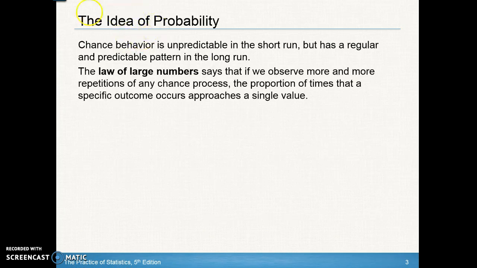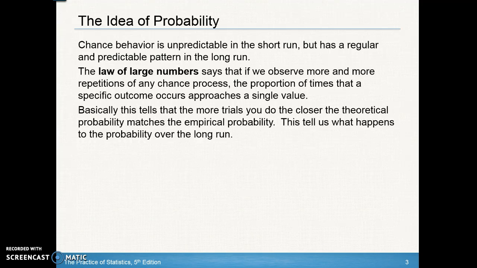All right, so what I just talked about was the law of large numbers. The law of large numbers says that if we observe more and more repetitions of a chance process, the proportion of times that we actually perform that experiment will approach a single value. So if I flip a coin 8,000,000 times, if I repeat that same thing over and over again, it's going to approach a single value, or I'll get about 50% heads and about 50% tails.